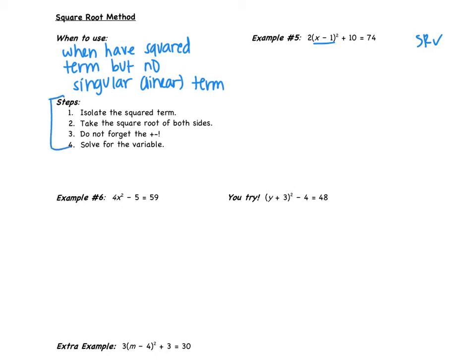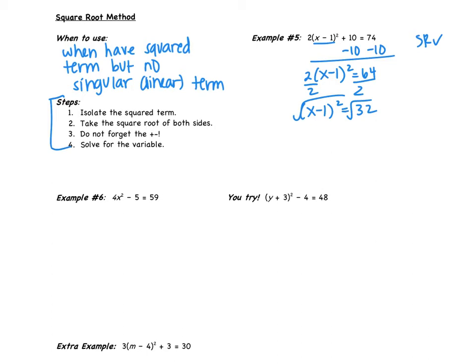First step is to isolate the squared term. So that term that I underlined, we need to get alone. I'm going to subtract 10. I'm not done yet. Got to divide by 2. So we get x minus 1 squared equals 32. That's the first step. Now we need to take the square root of both sides.